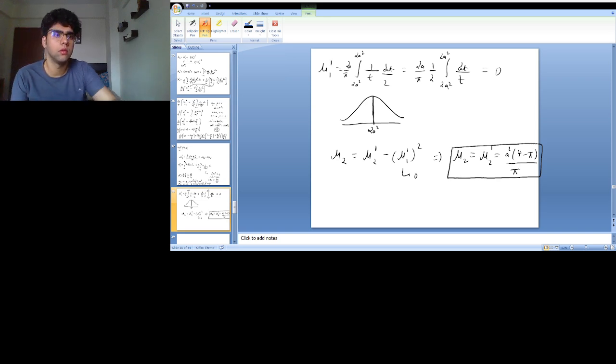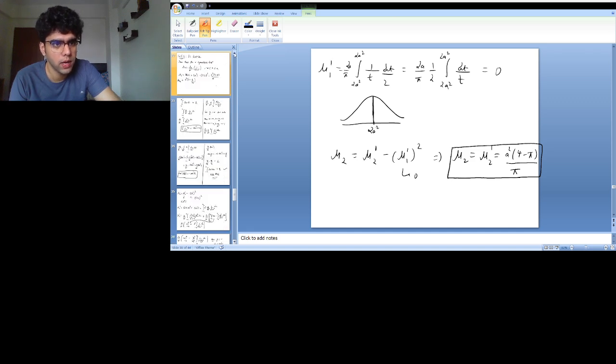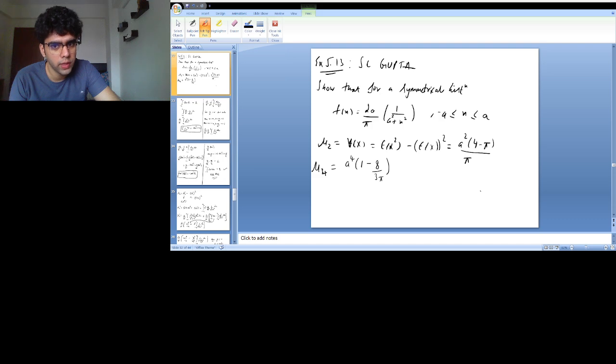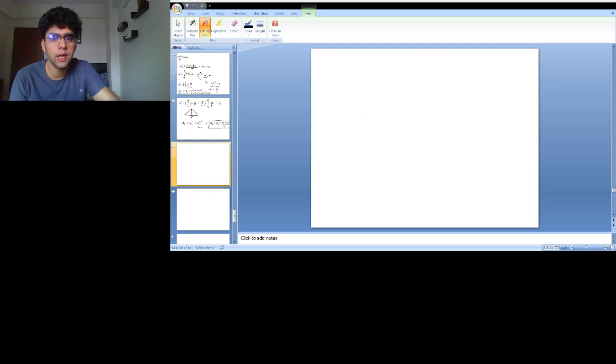Is this the same value that we had to show? Let me just check. a square into 4 minus pi upon pi, right? Let's just move now. So moving to the next slide, I have a square into 4 minus pi upon pi. Yeah, so now I need to find this.